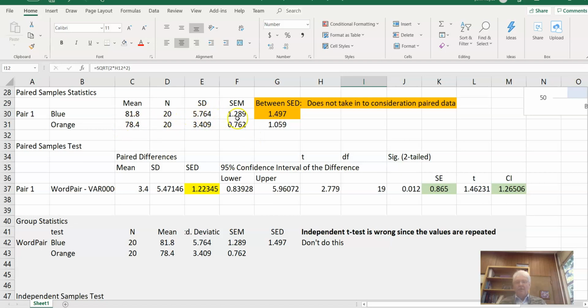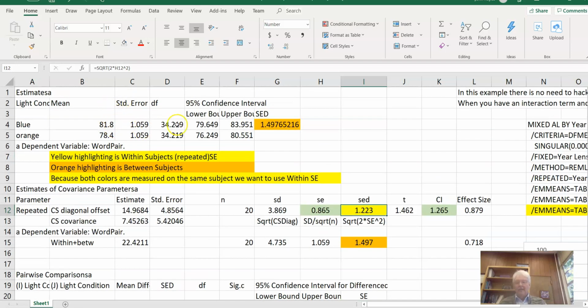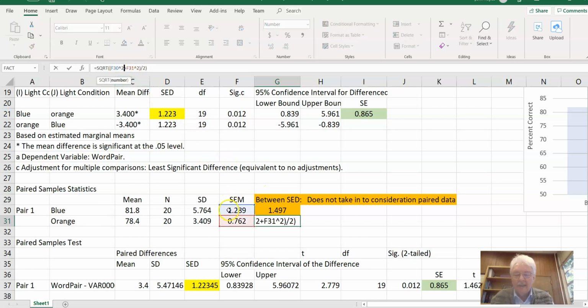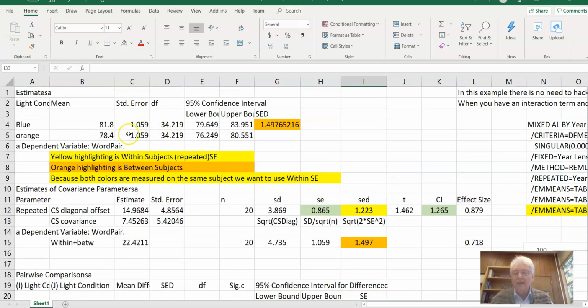So 5764, 1.289. If you figure out the average standard error here, divided by the square root of 2, you get 1.059, which is what you have up here with the standard error of the difference. Proc Mixed, if you went by this top thing, would give you 1.497. It is the between subjects variance.